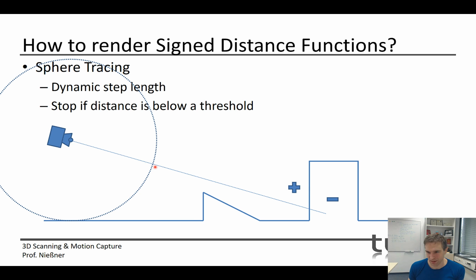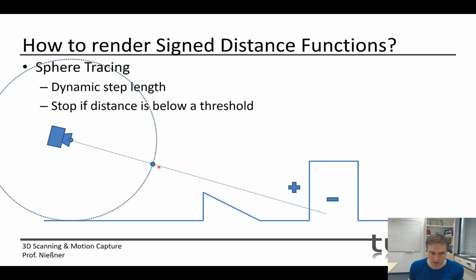Maybe the surface is here. Maybe. Maybe it's not. We don't know that for sure, right? That's not what the distance field tells us. The distance field just tells us, okay, we can make a step that is safe as long as we don't go further than the distance value. So we go the distance value, this is one step. That's what we can safely do. And then we look up the next distance here.